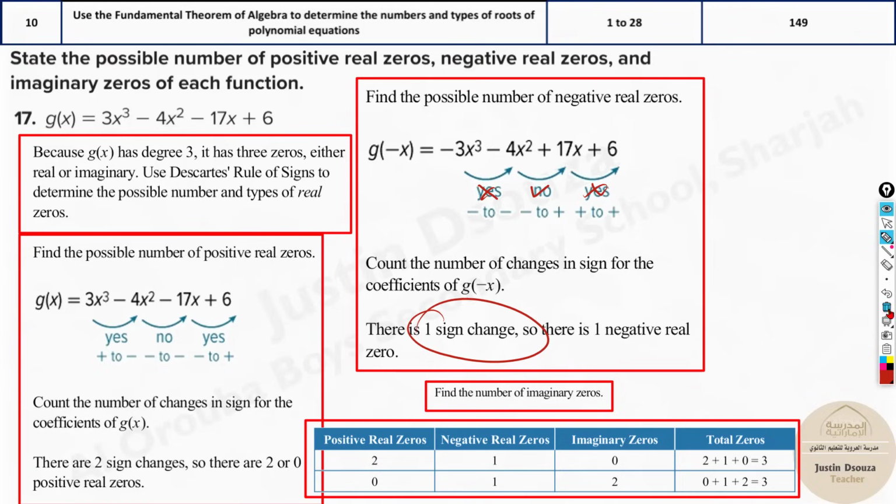Now to find the imaginary zeros, you must write the positive real zeros, negative real zeros, and imaginary zeros as a table. The total cannot exceed the maximum degree. What is the maximum degree? It's power 3, right? So the total, no matter what, must be 3. It can't be more than 3. Here, positive real zeros are 2, because we got it over there. Negative real zeros is 1.